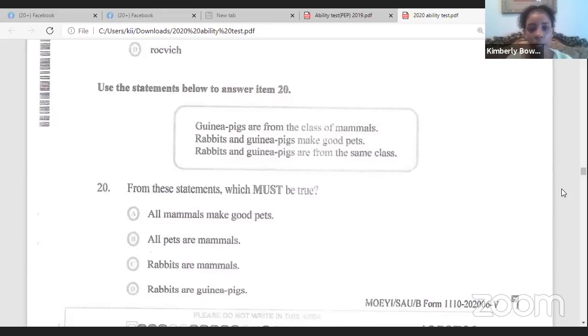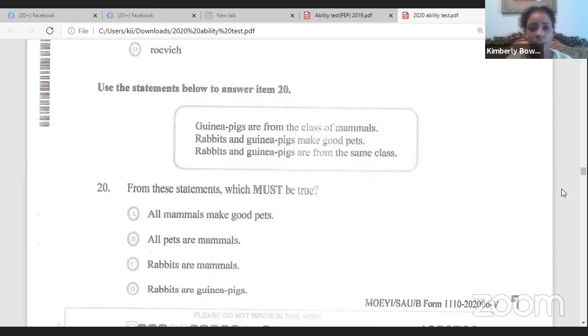So if guinea pigs are from a class of mammals, so guinea pigs are mammals, and both rabbits and guinea pigs make good pets, but the concluding statement there is that if guinea pigs are from a class of mammals and rabbits and guinea pigs are from the same class, the last statement does not say whether the first two statements are true. This is a different type of question.